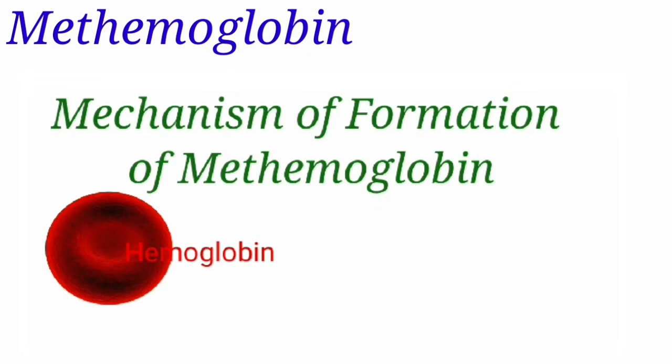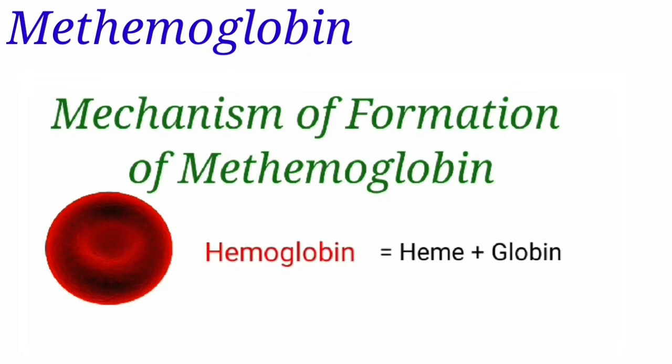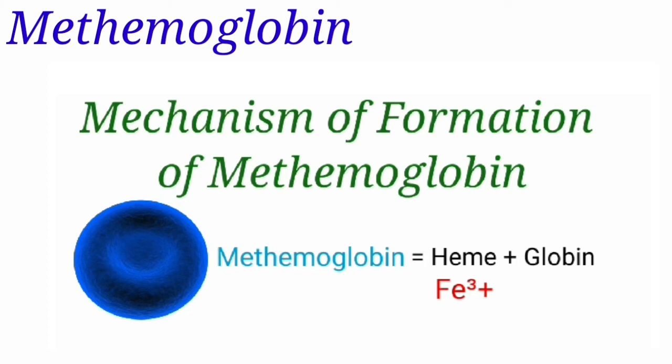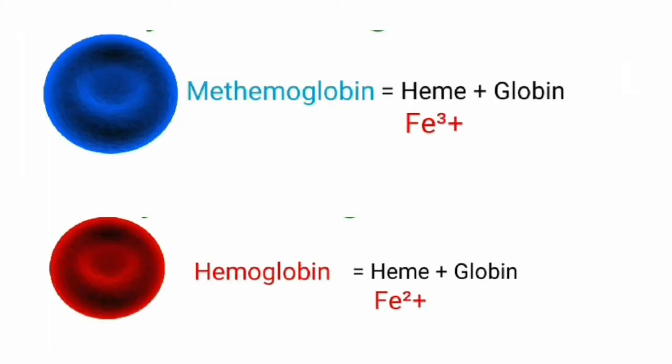Methemoglobin. Normally, the heme iron of hemoglobin is present in the ferrous state, that is Fe2+ form. When this heme iron is oxidized to the ferric state, Fe3+, it is known as methemoglobin. Ferric form of heme iron cannot bind oxygen, hence oxygen transport is not possible.